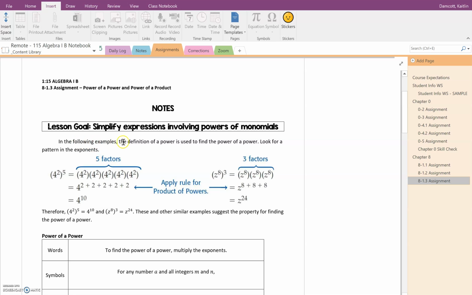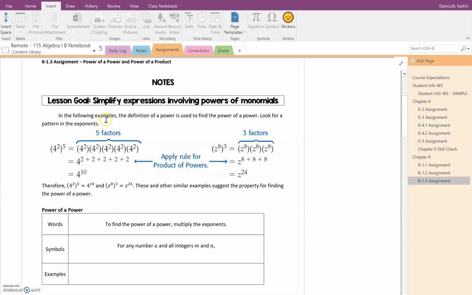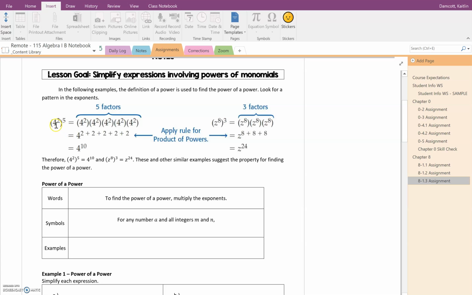It says in the following examples, the definition of a power is used to find the power of a power. Look for a pattern in the exponents. When you look at this, we're looking at what happens when we take 4 squared and raise that to the 5th power. The definition of a power takes the base as your factor, and you are going to have 5 of those factors.